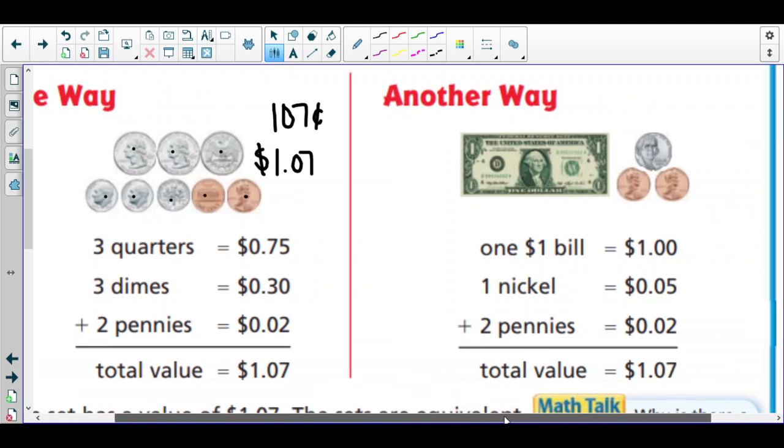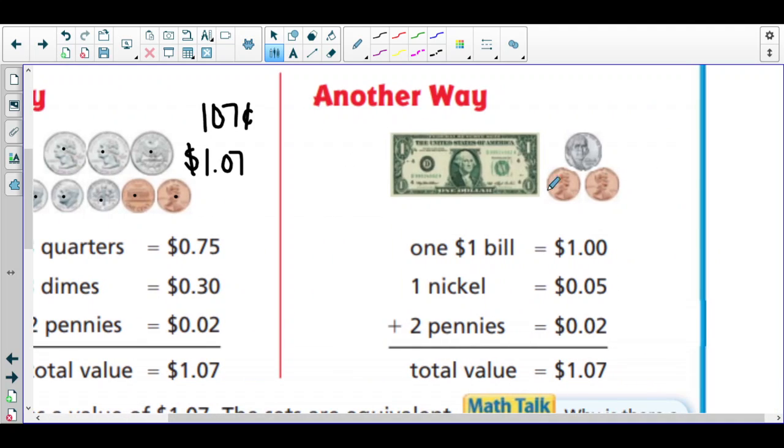All right, another way over here is just to have the dollar bill. And this would almost be with the least amount of coins. All right, $1 and 5, 6, 7.